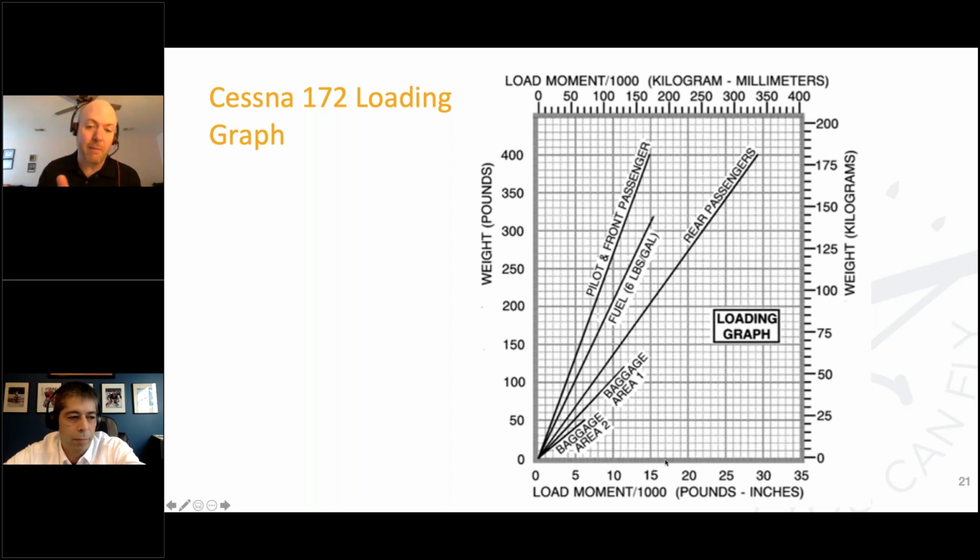That is assuming, by the way, that there's not another limitation listed. For example, in a 172, there is a baggage area weight limitation. For one of the baggage areas, it says no more than this much weight in that area. So just keep that in mind. There are ways. I love this loading graph. If I have to do it manually, that's what I want. It makes it a lot easier to do.